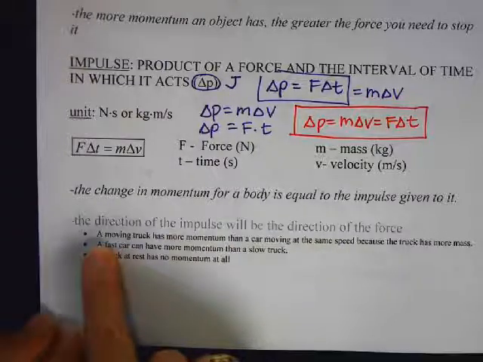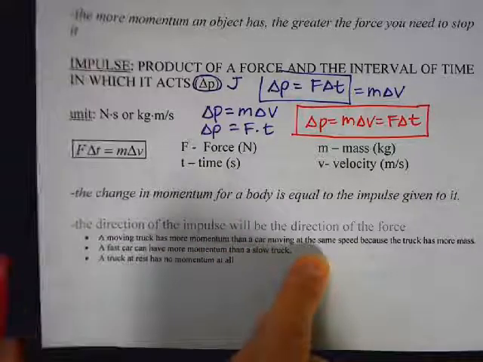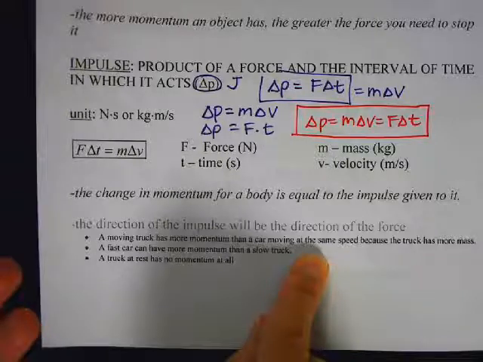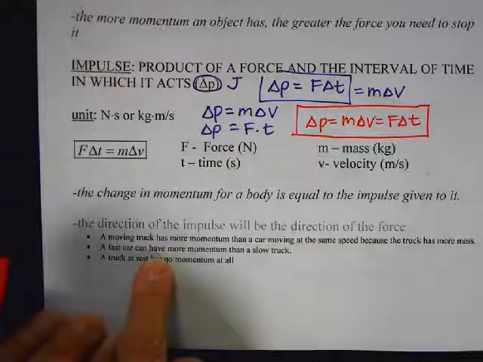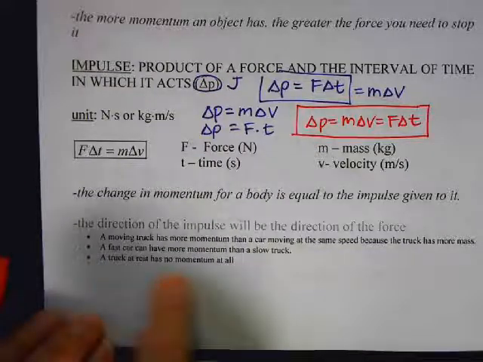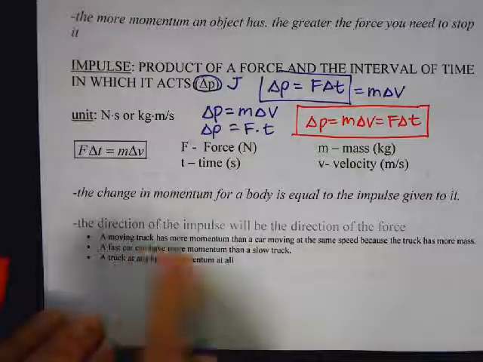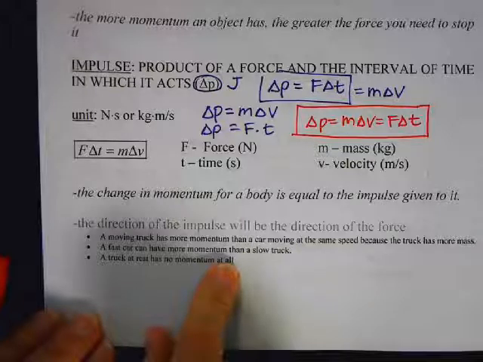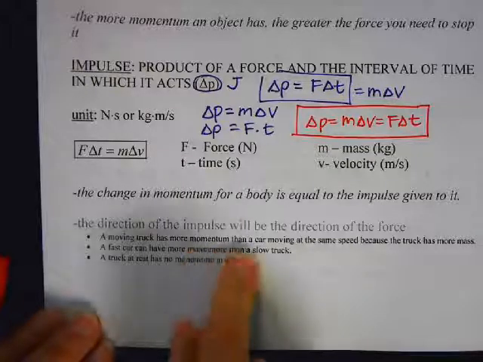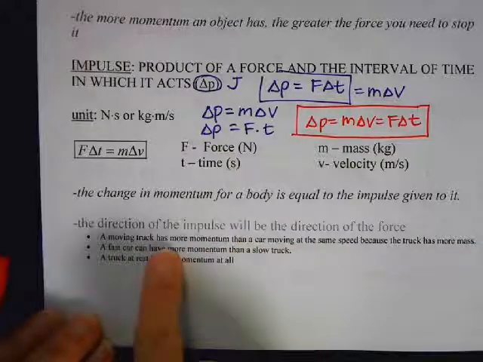So here are some quick little examples. A moving truck has more momentum than a car moving at the same speed, and the reason for that is the truck has a greater mass, right? A fast car can have more momentum than a slow truck. And a truck at rest has no momentum at all. We can see this when we look at collisions involving automobiles: if there's an accident between a truck having a large mass, like a semi, and it hits a small car, obviously the semi has more momentum because of the mass.